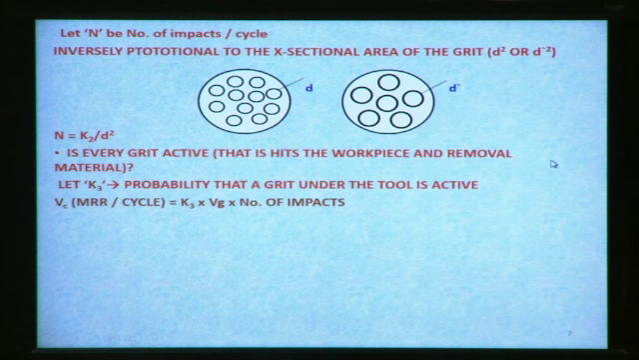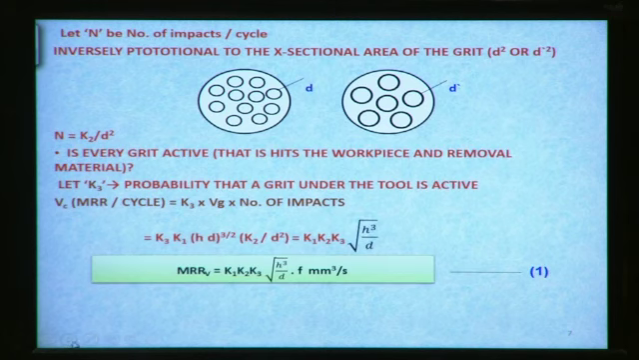So the volume of material removed per cycle is K3 into the volume of material removed per cycle per grit and the number of impacts. So how many impacts are there? Here the number of impacts is n. Now we can put in K3, Vg which we have already calculated, K1 S D to the power 3 by 2, and the number of impacts n equal to K2 by d square. So K1, K2 and K3 root over h cube by d. This is the volume of material removed per cycle.